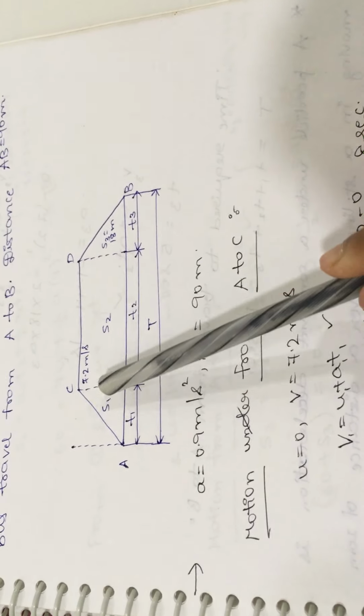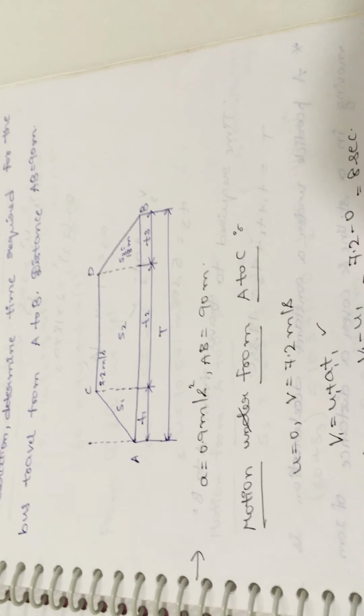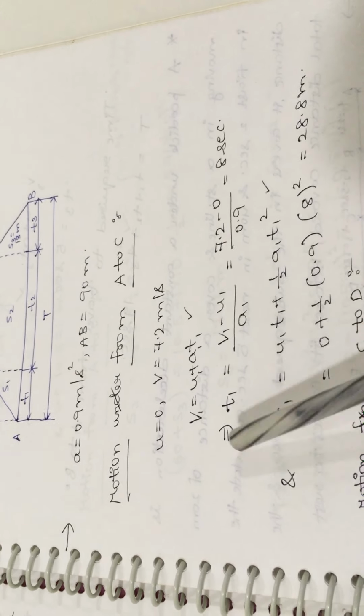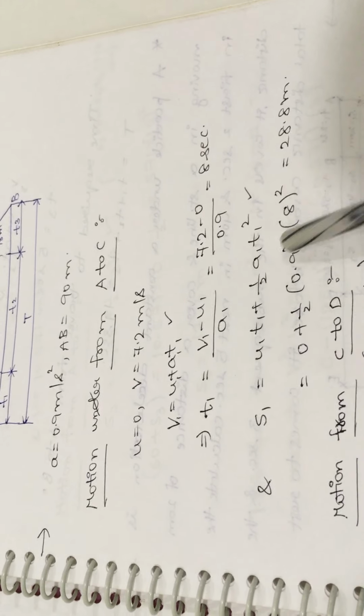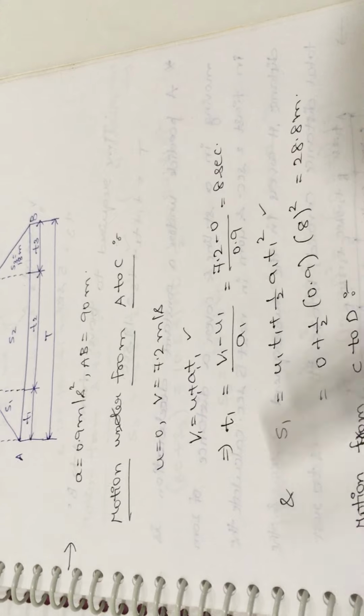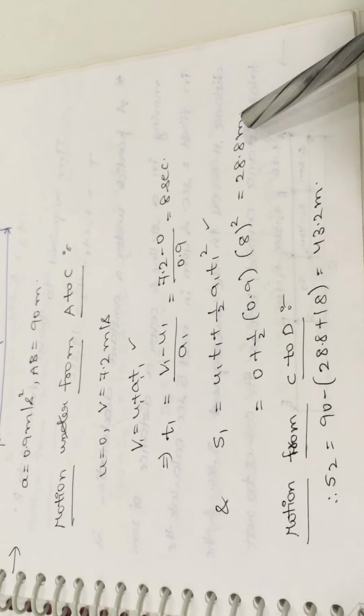Next, we need to calculate the S value also. Why? Because we can use that S value in the later procedure. So what is the second formula? s is equal to ut plus half at squared. Substitute all these values and the calculated T1 value in this formula. You will get the S1 value, where S is nothing but the displacement value, the displacement from the A point to the C point. That value is 28.8 meter.